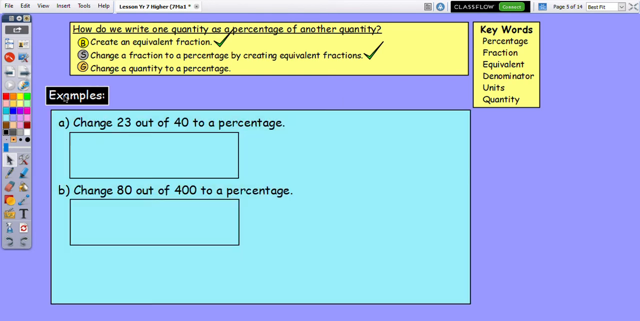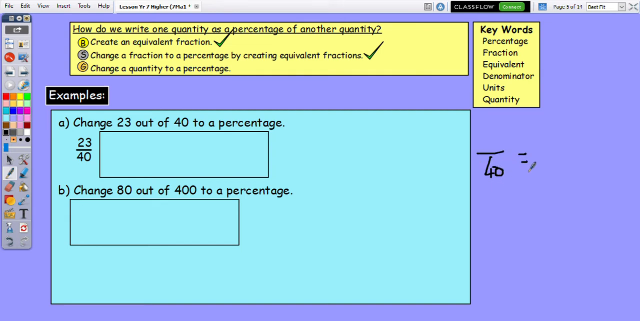Sometimes the denominators are not factors of 100, and we've got to complete a couple of steps or think a bit harder about the question. Again, my only goal is to get this number to 100, but I know that getting 40 to 100 is not straightforward at all, because I can't multiply 40 by a whole number, an integer, to get it to 100. I can multiply by a decimal, but I can't multiply it by a whole number. So I've got to think about how I'm going to do this.